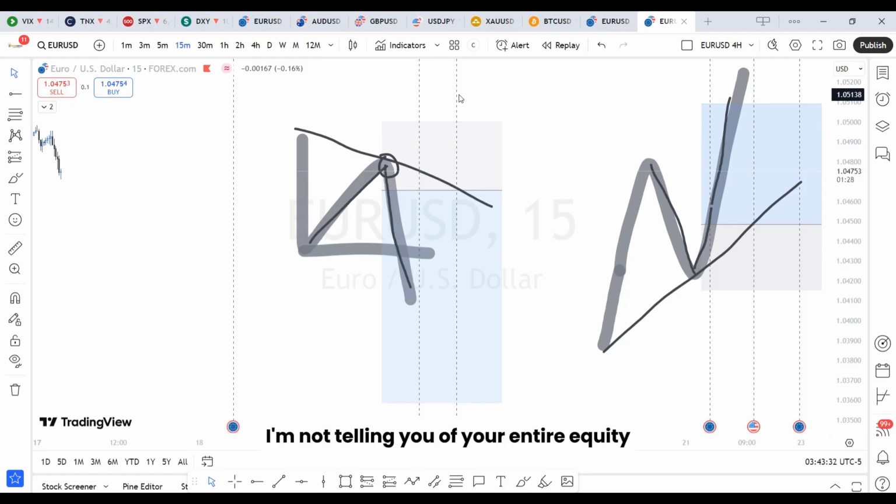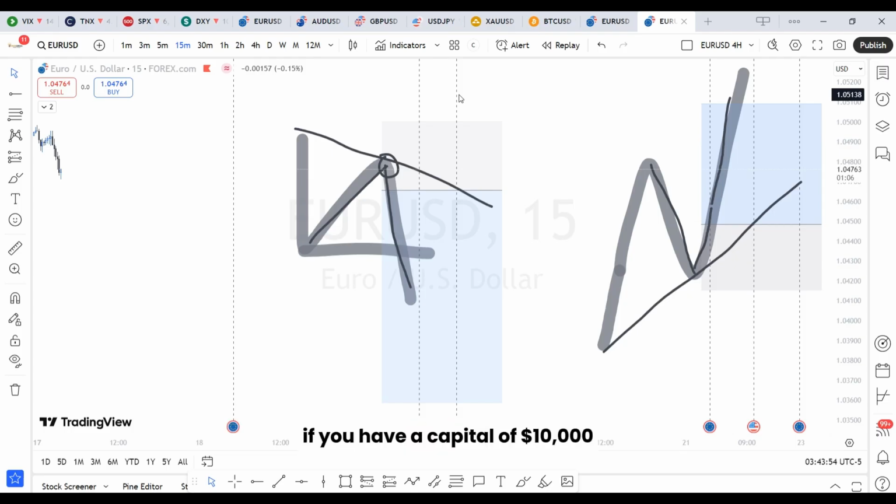I'm not telling you of your entire equity or of your entire capital. You have to go to your risk management calculator. You must have learned about how to use the risk management calculator in our basic class. You have to go to your risk management calculator and agree with yourself, how much am I willing to risk on this single trade?